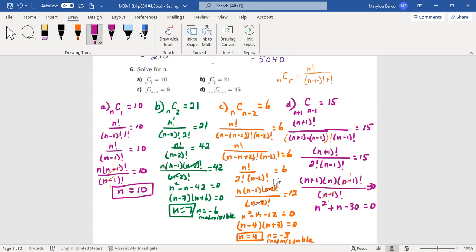So we have this, and we end up with n plus 6 when we factor it, n minus 5 equals 0 by the zero property principle. n equals negative 6, n equals 5. And negative 6 is inadmissible. Okay. That's it for questions 4 and 6.